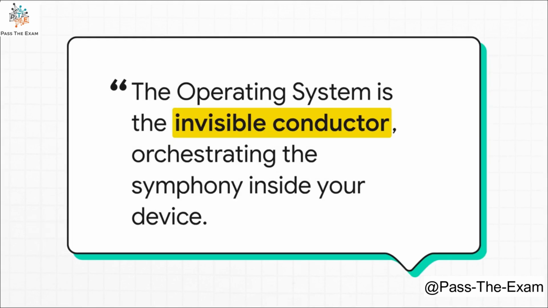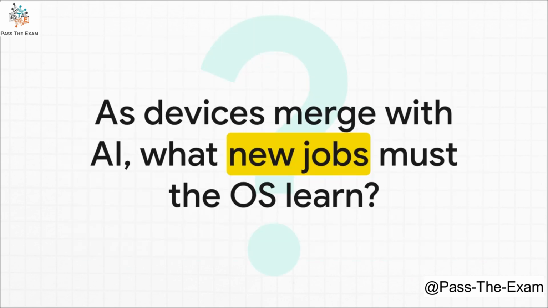So at the end of the day, that's the crucial point. The operating system is that invisible conductor we talked about at the start. It's standing there, silently, orchestrating this entire incredible symphony of hardware and software that's happening inside your device every second. And this system has been working great for decades. But now, with AI getting baked into everything, you have to wonder, right? What new tricks will this silent hero have to learn? What new jobs is the operating system going to have to take on in a world run by AI? It's something to think about.